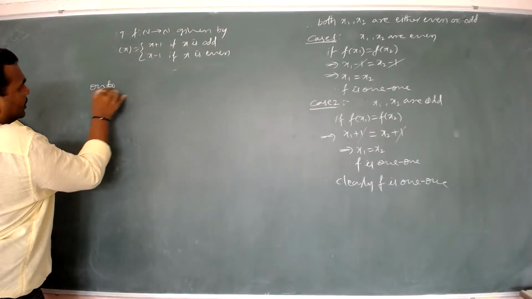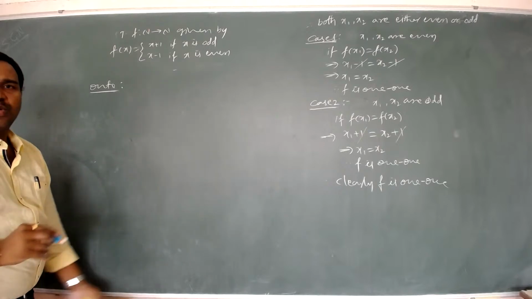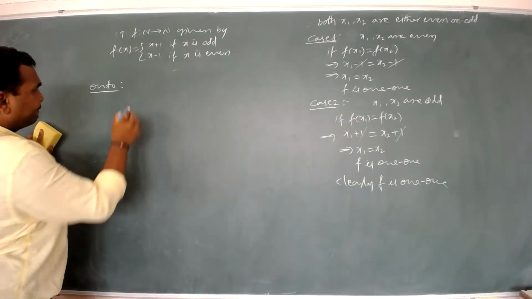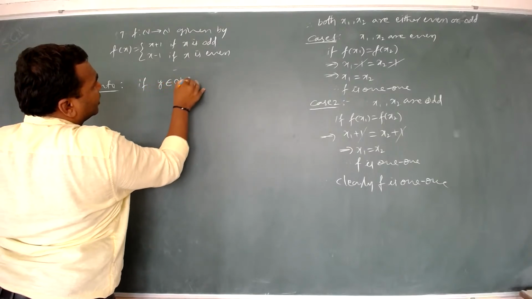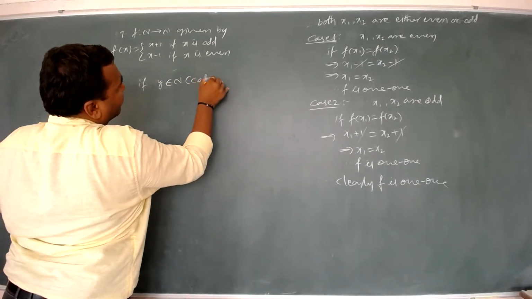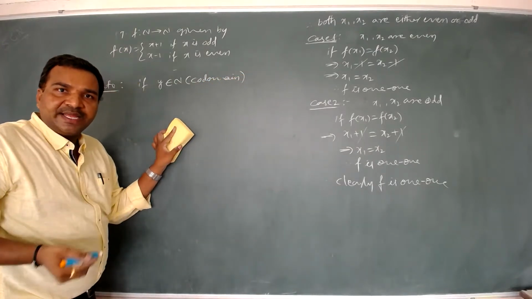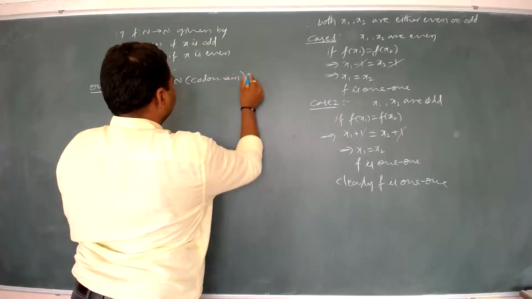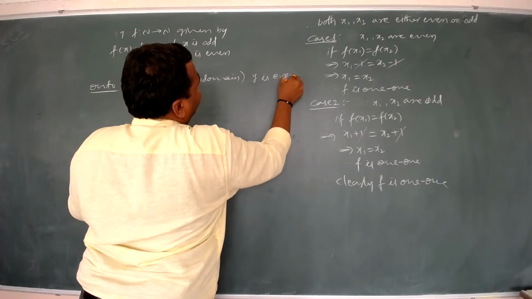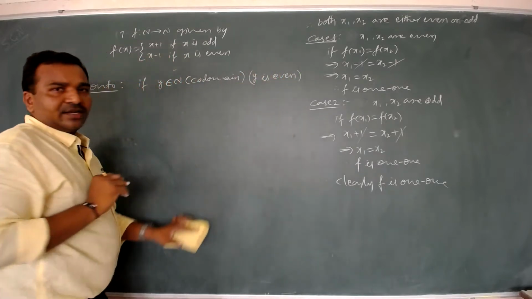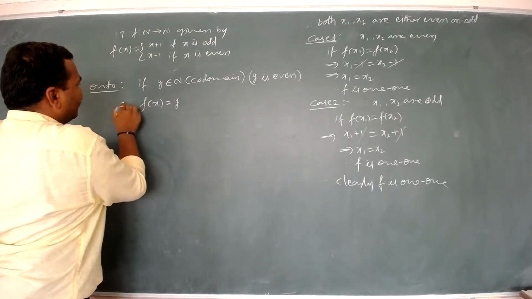Onto. Here also, onto. If y belongs to the codomain N, y belongs to codomain N. So I'm taking y even. Y is even. Okay. f of x is equal to y, if possible.